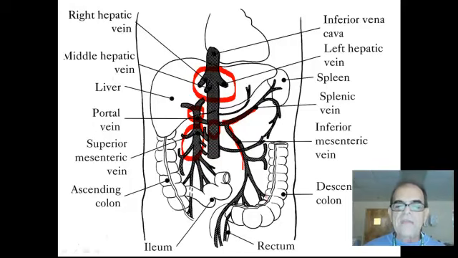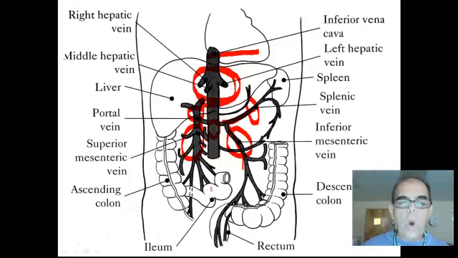I am not interested in the descending or the ascending column of the liver. I want you to recognize the inferior vena cava. I want you to recognize the hepatic veins, the portal vein, the superior mesenteric vein, the inferior mesenteric vein, and the splenic vein. I don't need the colon in this picture. I don't need the liver. Only veins.